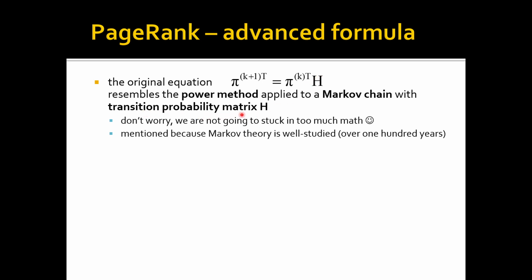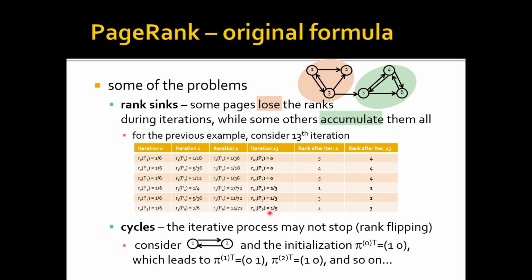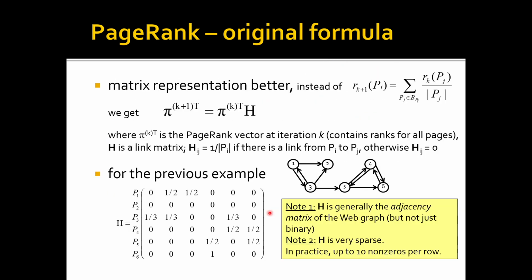But it could be applied also to web pages, because we can also see the matrix H as a transition probability matrix. Because what does it mean? If we are on page 3, where we can continue browsing, if we are a user that browses web pages, we can go using the hyperlinks to page 1, page 2, and page 5.